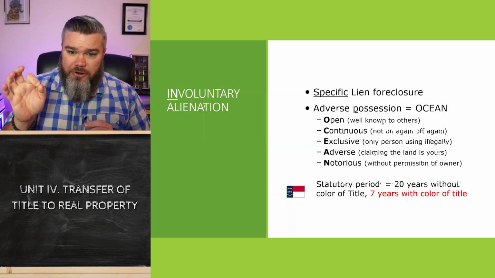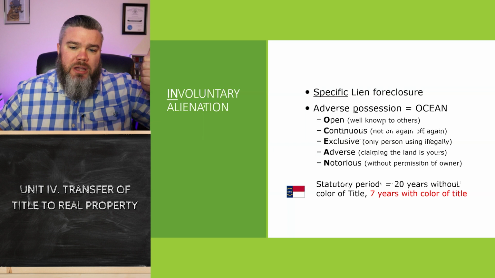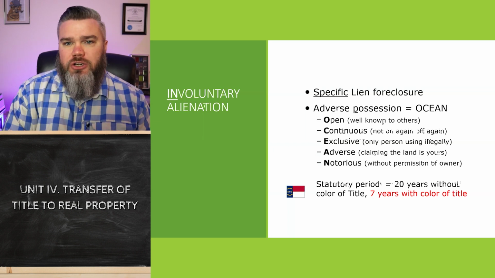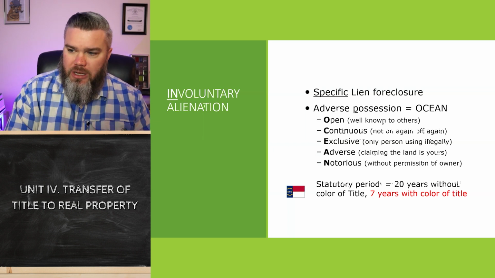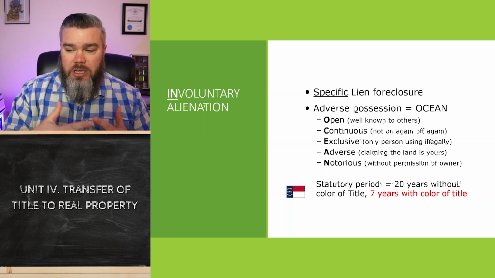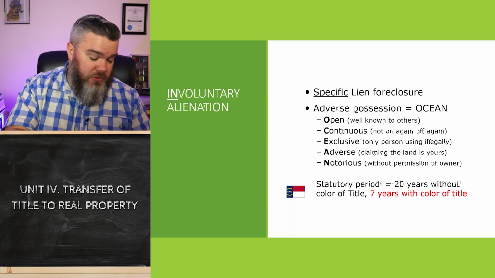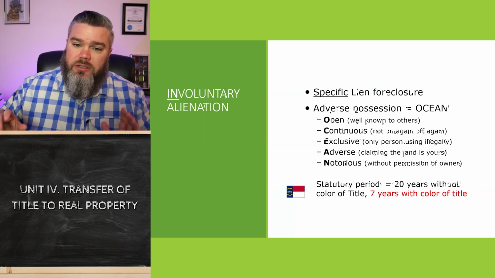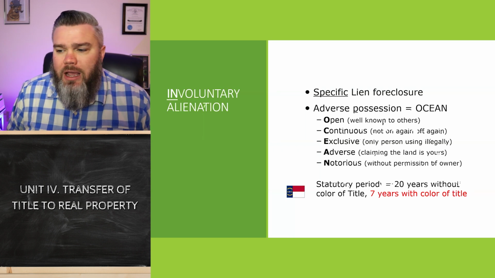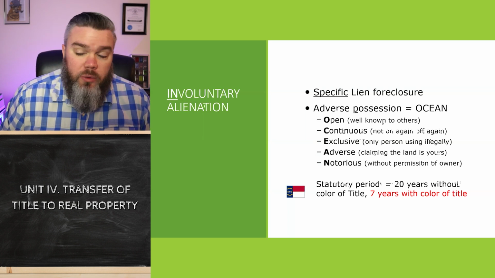And so, criteria being the exact same, prescriptive easement says I should get to continue using it because I met this criteria. Adverse possession says I should get to own it because I met this criteria. And that criteria was OCEAN: open, continuous, exclusive, adverse, and notorious. And the period of time is also the same. In North Carolina, 20 years. Now, I said not all states recognize this, and not all states are 20 years. But it is the same for both in North Carolina.